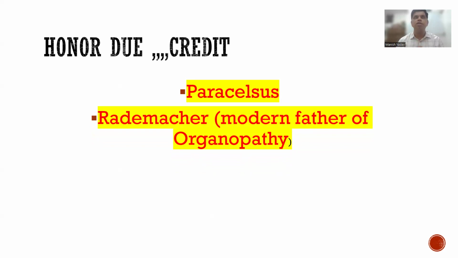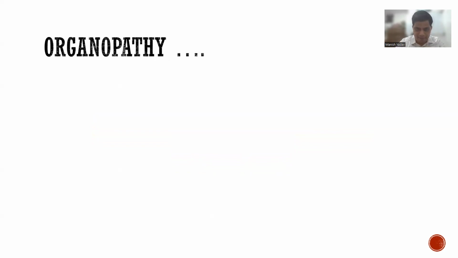Paracelsus was the person who first introduced that you have to give a similar remedy to a similar disease, right? Sameness, not exactly similar, but same. He used to say like and like. And after that, Rademacher took this science and went from there.